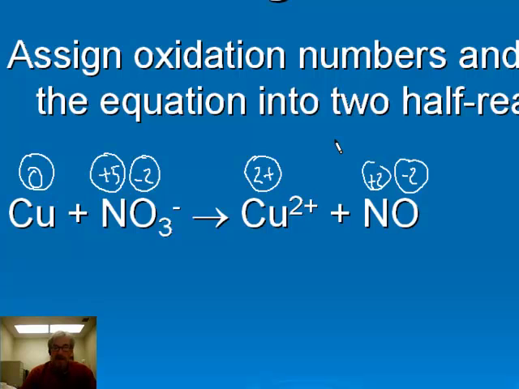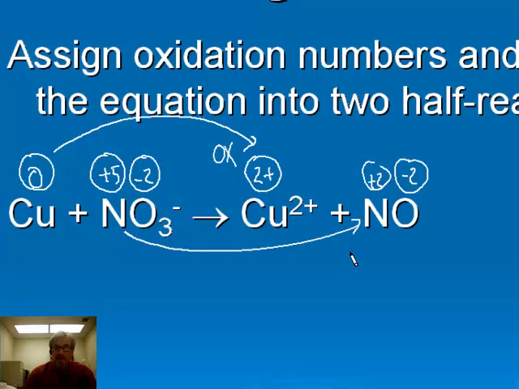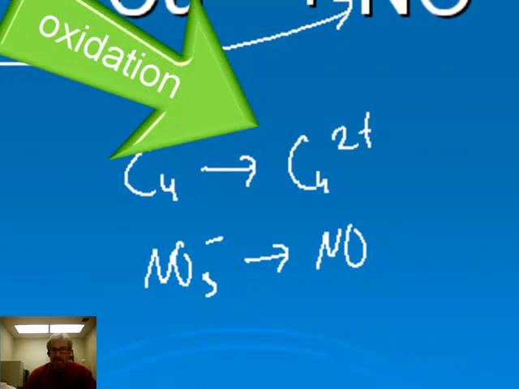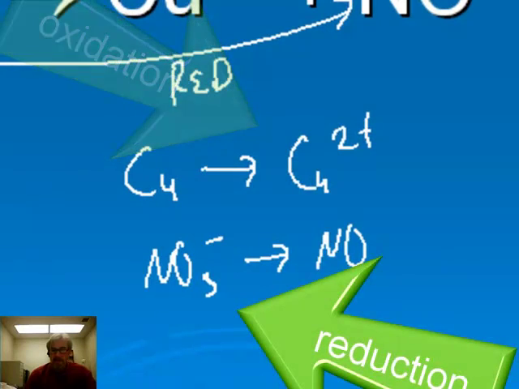Now looking at the oxidation numbers, we can tell what's reduction and what's oxidation. Copper goes from 0 up to 2+, so that's an oxidation. The nitrogen in nitrate goes from +5 to +2 in NO, so that's a reduction. So I'm going to split this into my two half reactions. The first half reaction is Cu becomes Cu2+, and the second half reaction is NO3- becomes NO. This is the ox half. This is the red half.